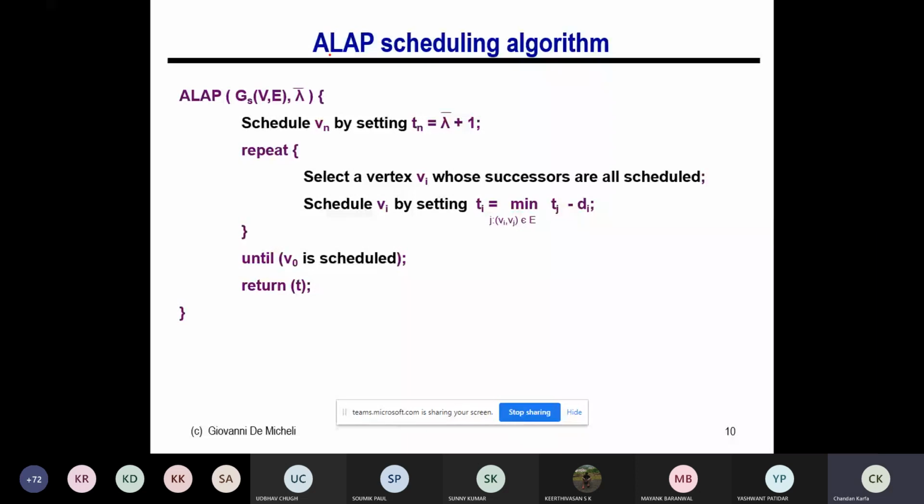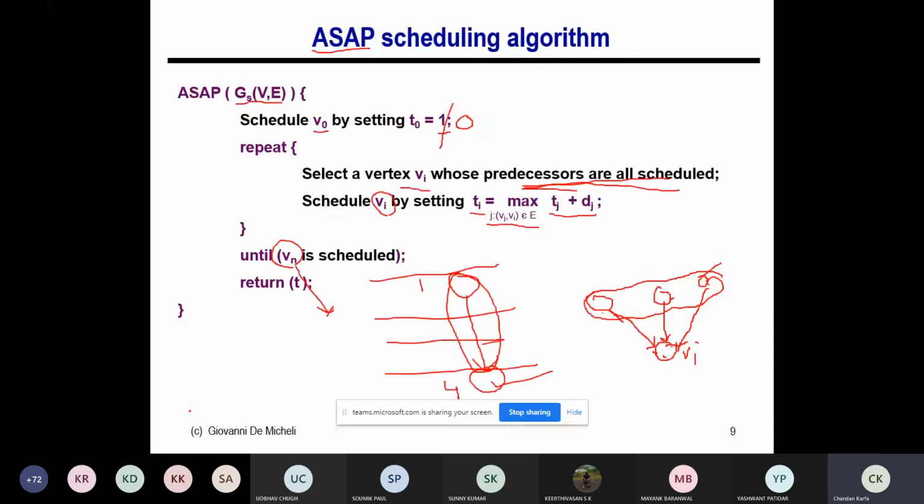Okay. So for this ALAP, what we usually do is take G, my sequence graph, and lambda bar, which is basically the minimum time step. How can I get that? My ASAP will give that. So I can prove that this ASAP is the minimum time schedule. You can prove it, right? Because it's always early, when we try to schedule everything earliest.